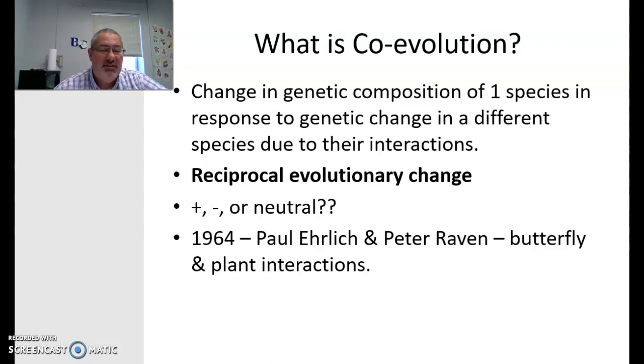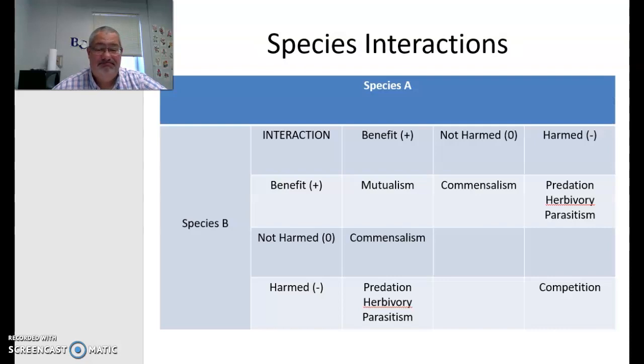Okay, so let's talk about some different types of species interactions. On the top, you have the type of interaction being either beneficial, neutral, or negative. On this column, going down, you have the same: beneficial, neutral, or negative. So we're going to talk about these 1, 2, 3, 4, 5, 6 types of species interactions, and we're going to add one more just because I'm in a giving mood today.